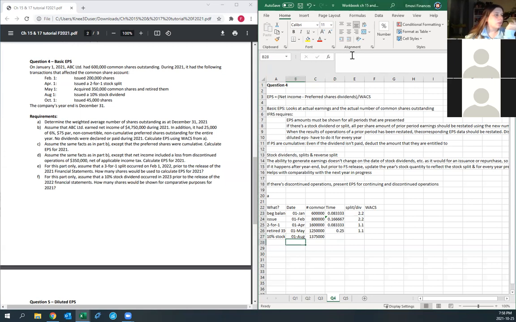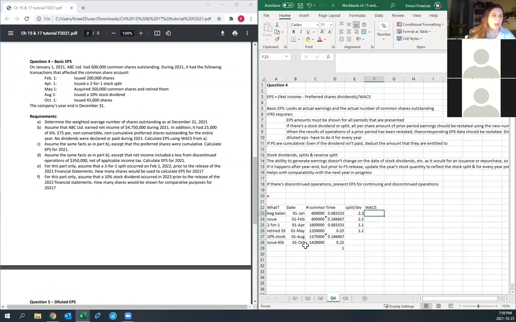And then on October 1st, they issued 45,000 shares. So this amount plus 45,000. So here it's only 2 months. And here it's going to be 3 months again. I like to make sure that the time column is equal to 1 for 1 year, which it does, which means I'm good.